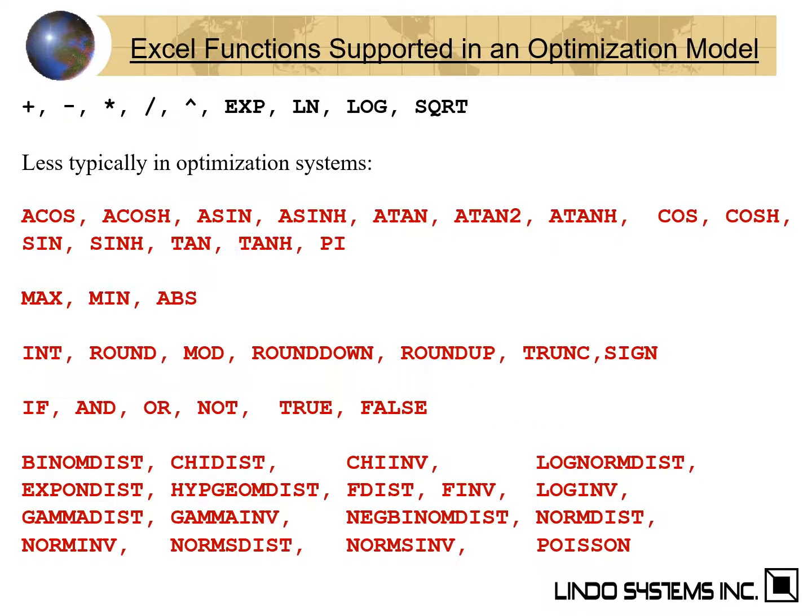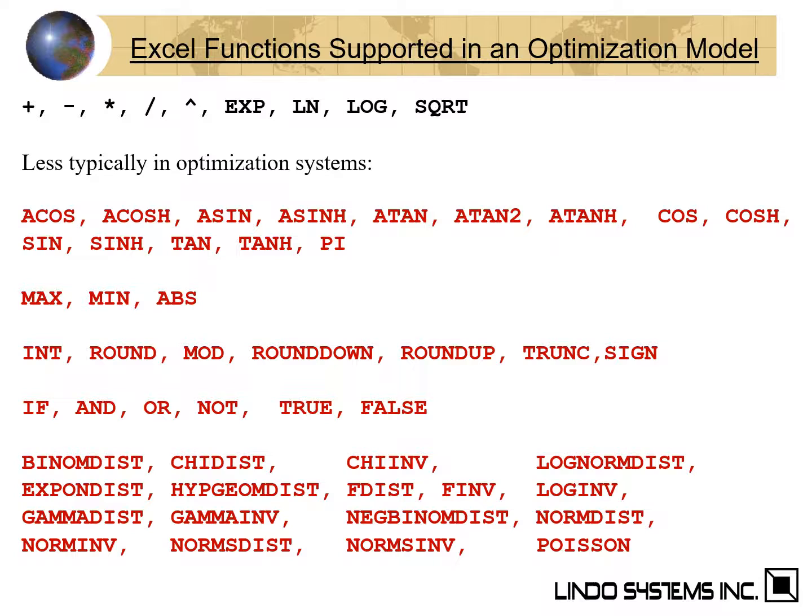So in terms of functions that are supported in What's Best from Excel, here is a list of the functions that are supported. The problem with Excel, if you're trying to work with it, is that it has hundreds of functions, and I don't know what the current count is, several hundred. We support all the popular ones. So in the first line, those functions are pretty straightforward.